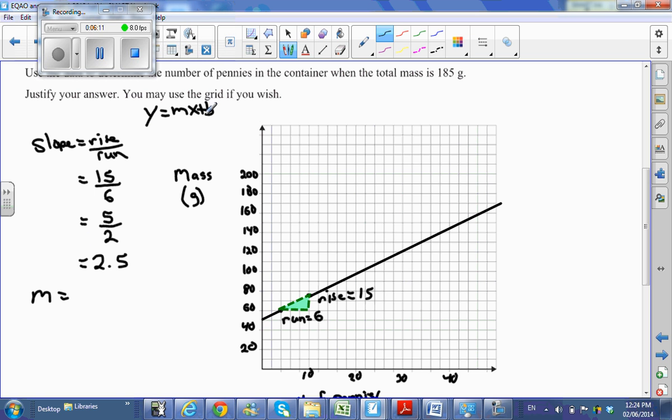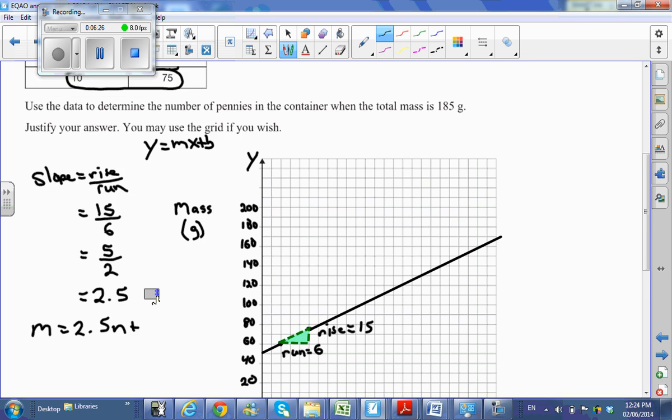But instead of y here, I'm going to use m for mass. M, which we just found out to be 2.5. X is the number of pennies, so I'll call it n, plus b. So a little trouble here, because it certainly looks like it passes through 50, but it might not be exact. So to find the b value, there are one of two ways.